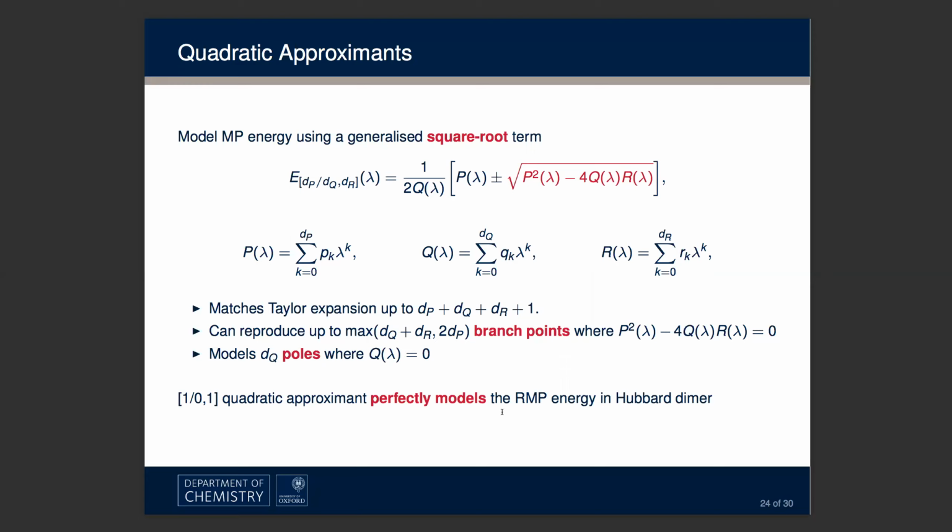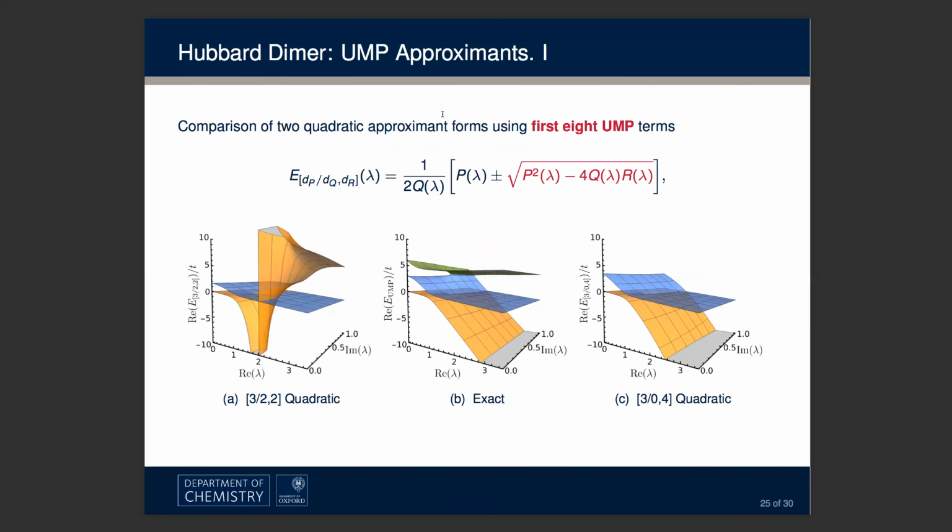So in fact, if we look at the RMP energy, the quadratic approximants will perfectly model it. And this is because we had this square root term basically already in our RMP energy. But the UMP energy was much more complicated. But we can look at how well the UMP energy looks by modeling these exact surfaces using the quadratic approximants.